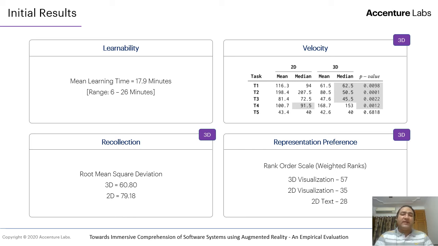Finally, during the study, the participants worked with two mediums and three types of software representations. Participants were asked to rank these on a rank order scale in order to determine their order of preference for performing any future software comprehension task. Weighted ranks indicate 3D visualization to be the topmost preference of the participant, followed by 2D visualization and then 2D text.